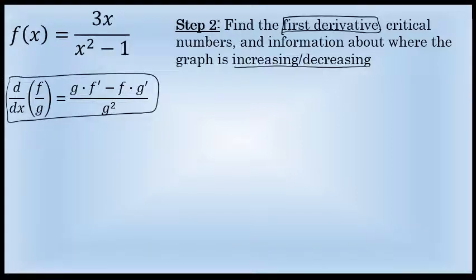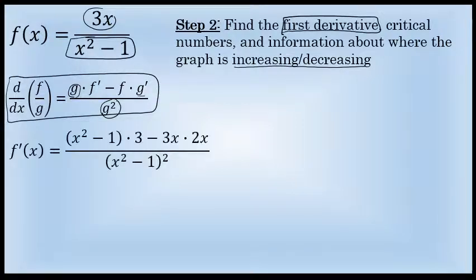The derivative of a quotient is the denominator times the derivative of the numerator minus the numerator times the derivative of the denominator all over the original denominator squared. So here the numerator is 3x and the denominator is x squared minus 1. So the derivative will be the denominator unchanged, x squared minus 1 times the derivative of the numerator. The derivative of 3x is 3 minus the numerator unchanged times the derivative of the denominator. The derivative of x squared minus 1 is 2x. So this is the derivative.